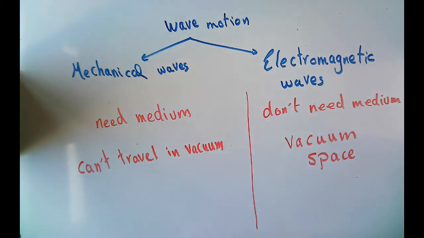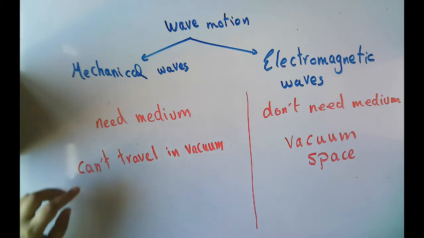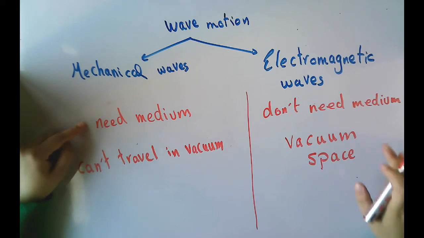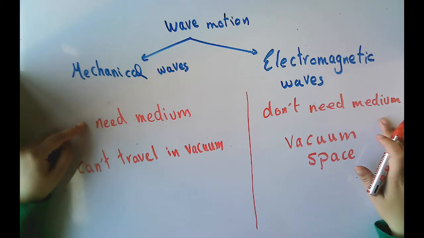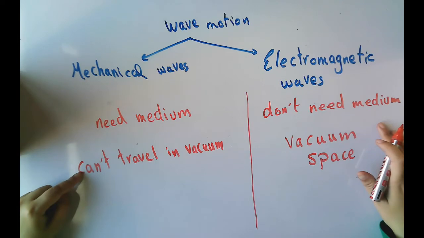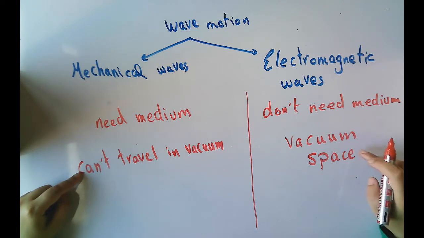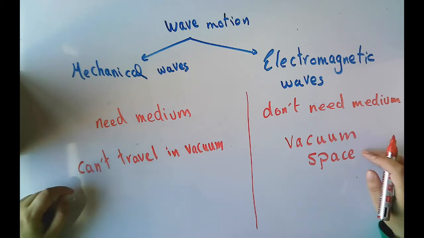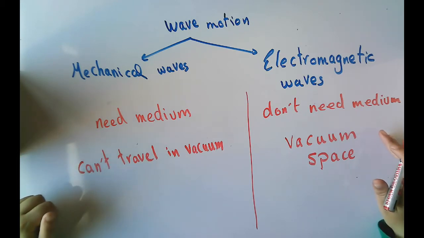So again, what is the difference between mechanical and electromagnetic waves? Mechanical waves need a medium, but electromagnetic waves don't need a medium. Mechanical waves, because they need a medium, can't travel through vacuum. But electromagnetic waves don't need a medium. If there is a medium, it's okay, they can travel. But if there is no medium, of course, they can also travel. They can travel in vacuum or space, in medium and non-medium, both of them.